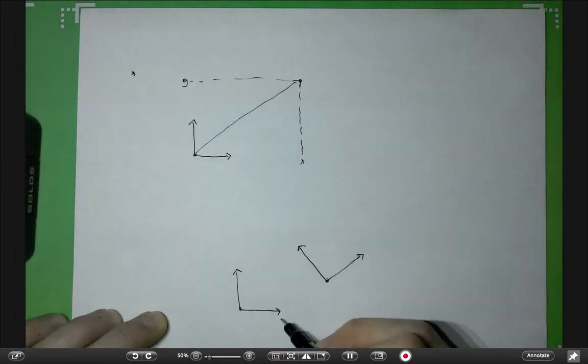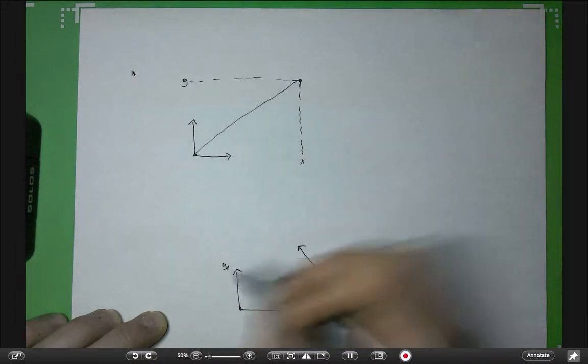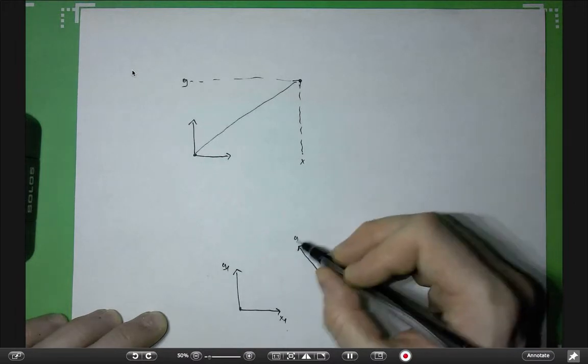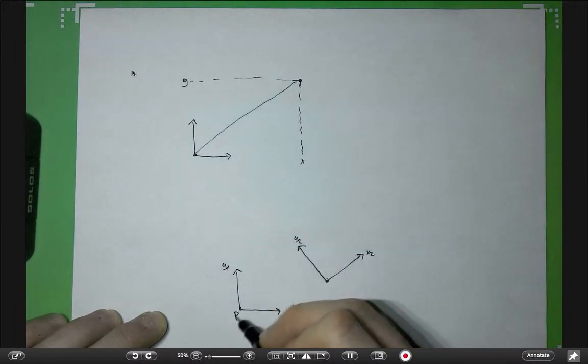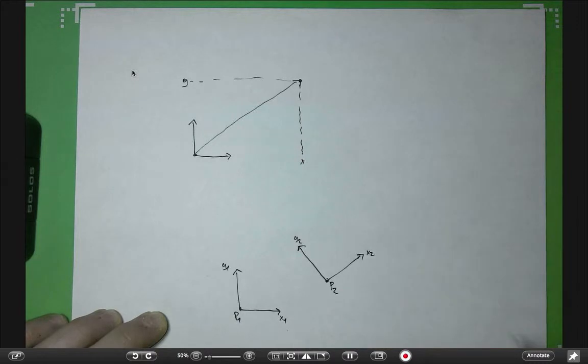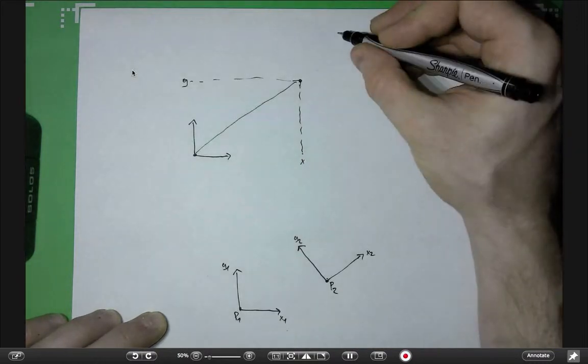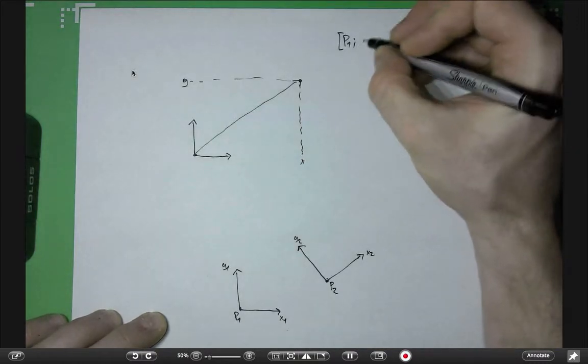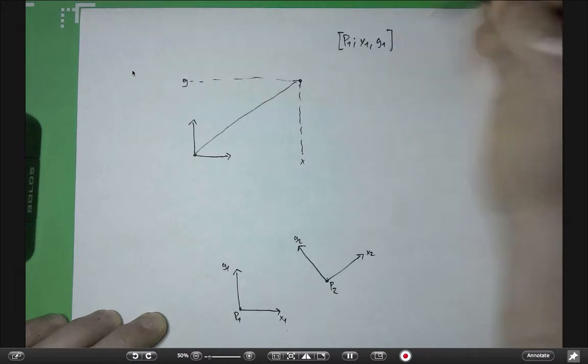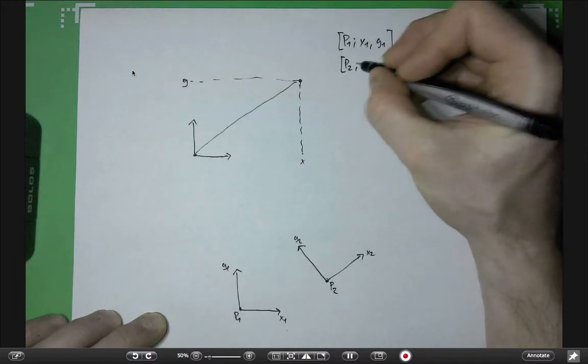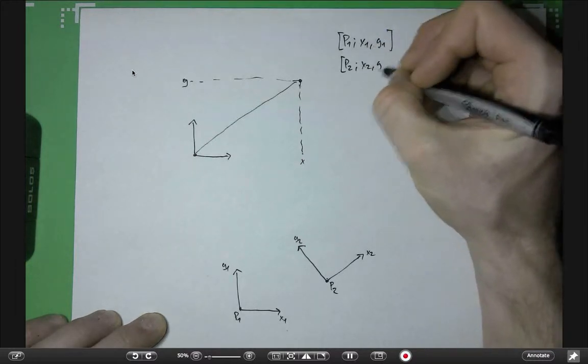So this would be, I don't know, axis x1 and y1. This would be x2 and y2. There would be some point 1 and point 2, right? So now I have two frames. One frame would be p1, x1, y1. And the second one would be p2, x2, and y2.